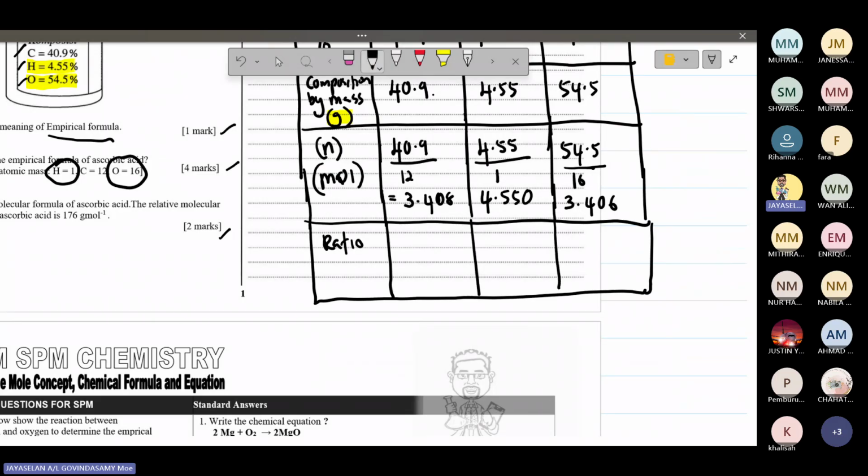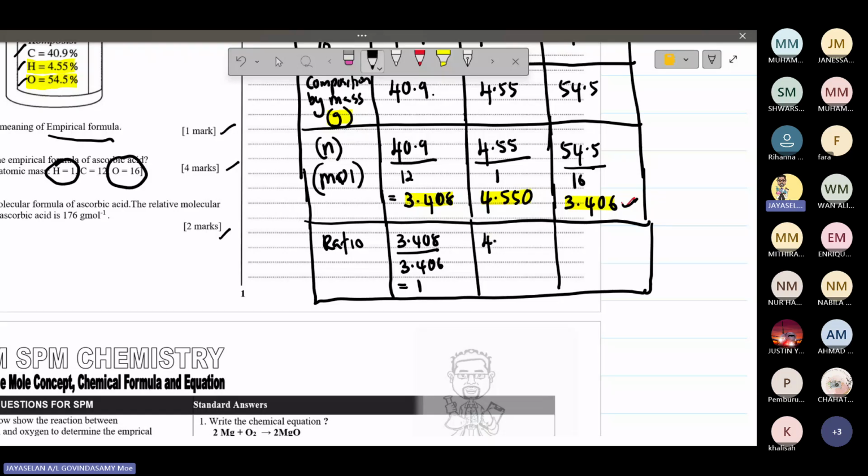How to find the ratio? Very simple. You see the 3 anchors given. You already found the 3 anchors, right? Which anchor is the lowest? This is the lowest one, right? So everything is divided by the lowest anchor. So 3.408 divided by the lowest one, which is 3.406. You guys will get roughly this one, confirm lah.